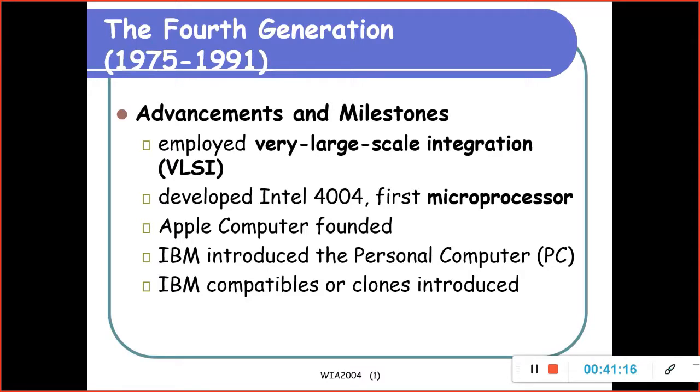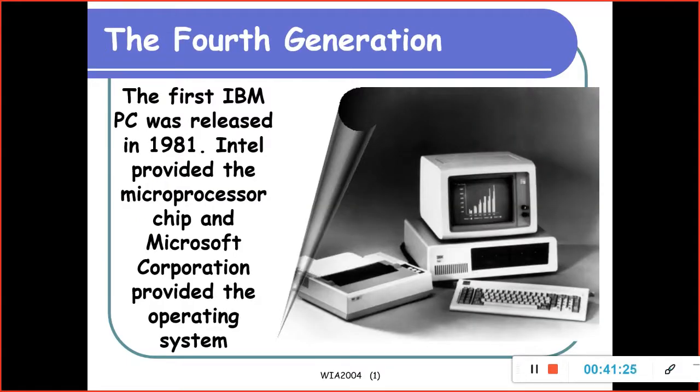In 1970 and 1980, the first PC: IBM introduced the personal computer, and IBM clones were introduced. Okay, this is how the first PC looked in 1981. So Intel provided the processor and Microsoft Corporation provided the operating system. This is the basic model that is used by our modern systems at the moment.